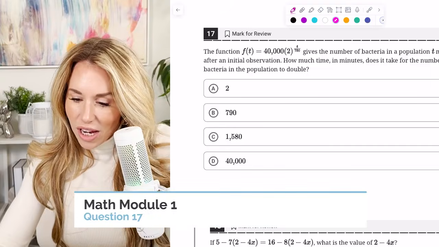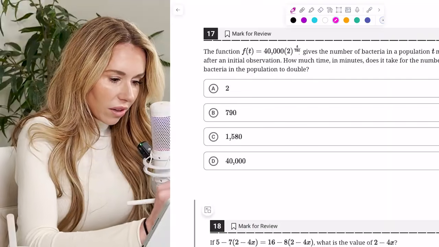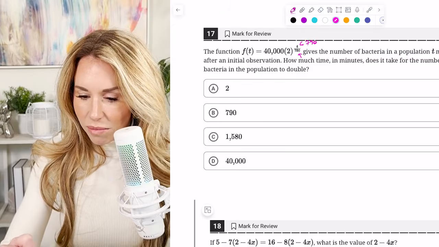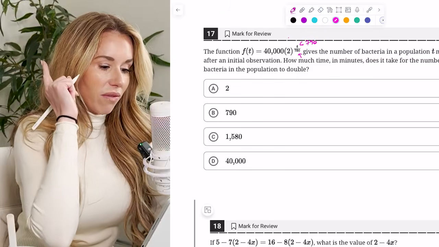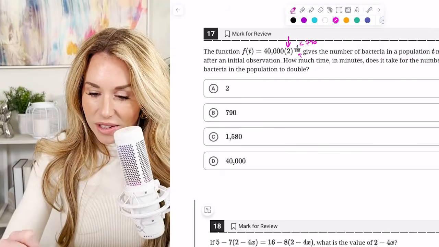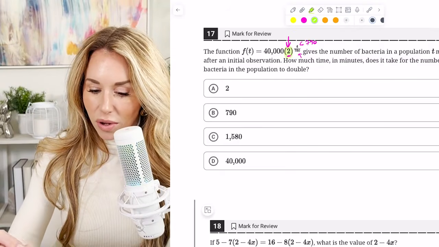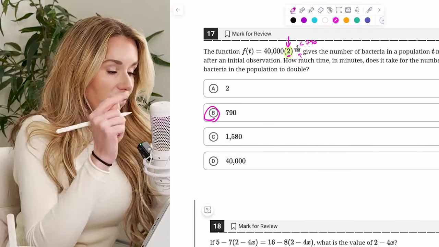Okay, so how much time in minutes does it take for the number of bacteria in the population to double? Well, it looks like we've got 790 on the bottom, so we need 790 minutes to make one iteration. So to have the exponent be a value of 1 where it will exactly double, because the 2 in the parentheses means then it would double. So we need every 790 minutes for it to double.